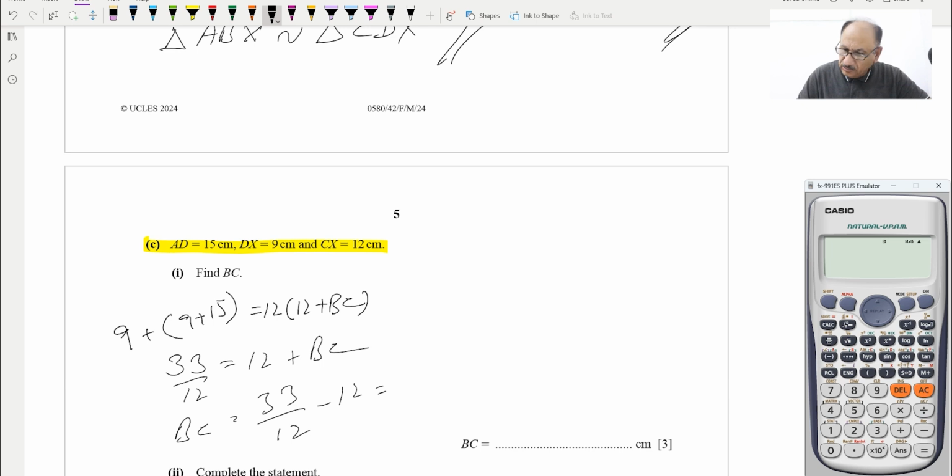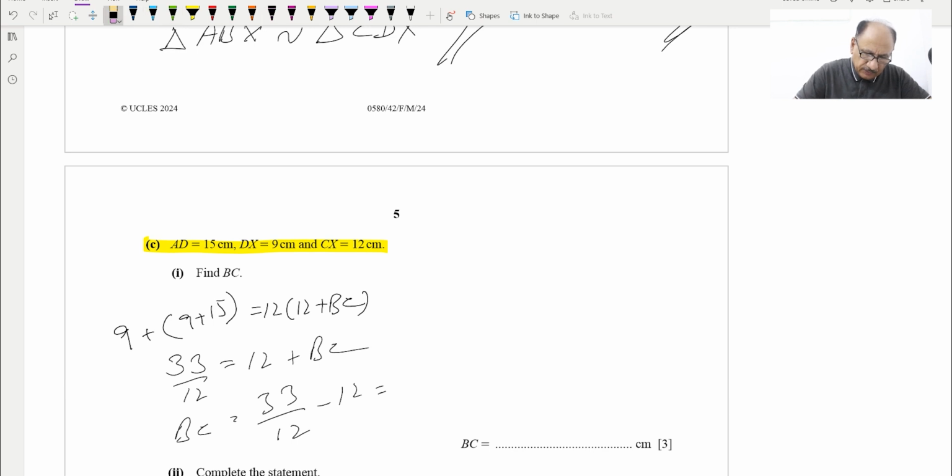Let me check again. This will be 9 plus, in brackets 9 plus 15, and this will be resulting to 30. So it's not plus, basically it should be multiplication. This should be, no, this should be multiplication. This one should be multiplication, and this one is plus 15. Yeah, now it's correct.